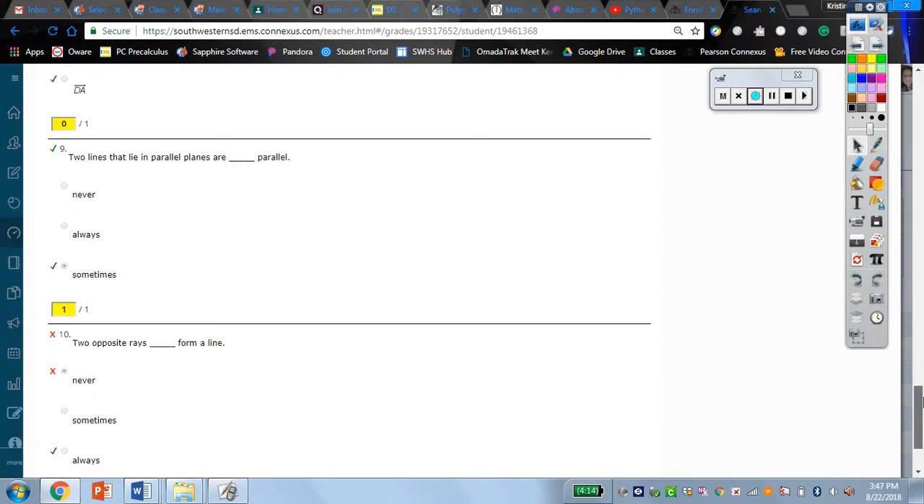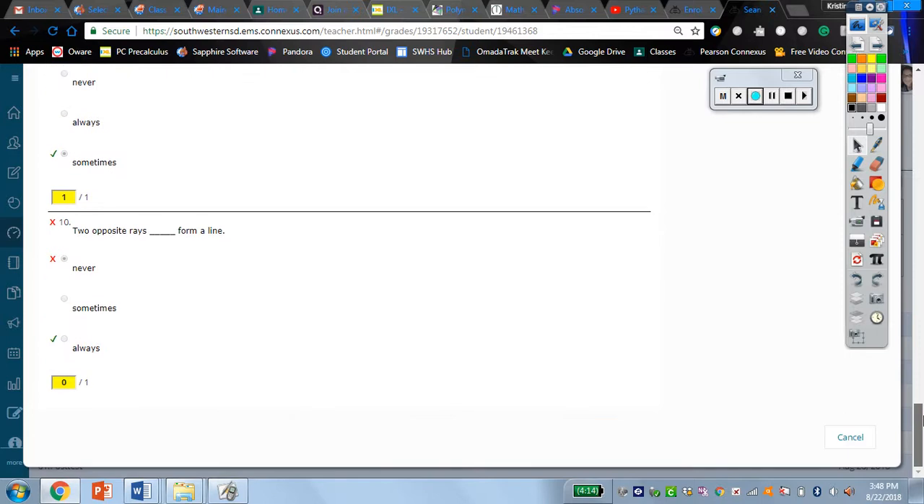Alright, next question. Two lines that lie in a parallel plane are sometimes parallel. That is correct. They can also be intersecting. Two opposite rays form a line. That is the definition of two opposite rays. If you have a ray that starts here and moves in this direction, the opposite ray has the same starting point and moves in the opposite direction. Therefore, you will always form a line.